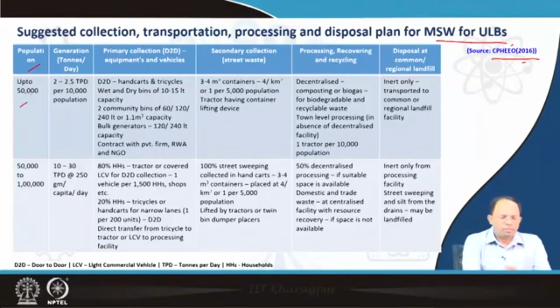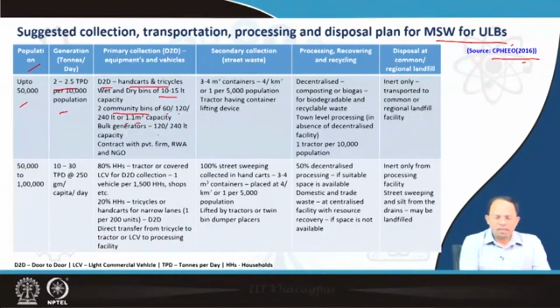For example, for a population of 50,000, which generates around 2 to 2.5 tons per day per 10,000 population, this is the waste generated per day. We can go for D2D collection using handcarts and tricycles, and bin size could be 10 to 15 liters. Community bins of 60, 120 to 240 liters and 1.1 meter cube capacity could be provided.